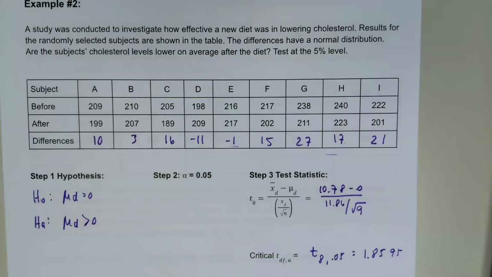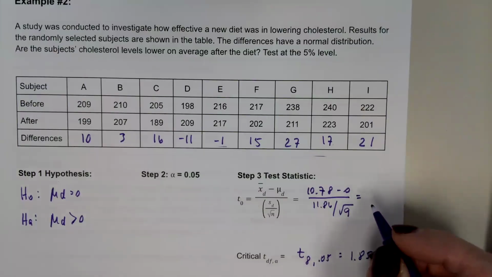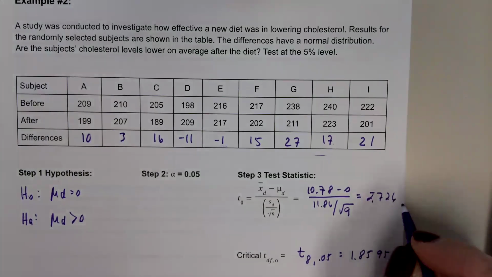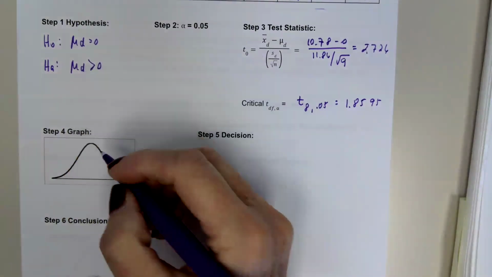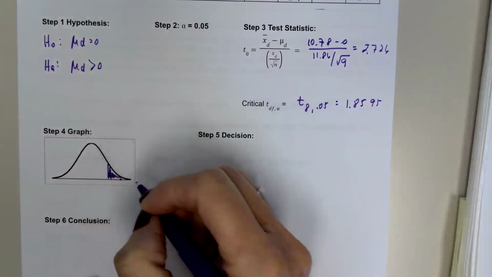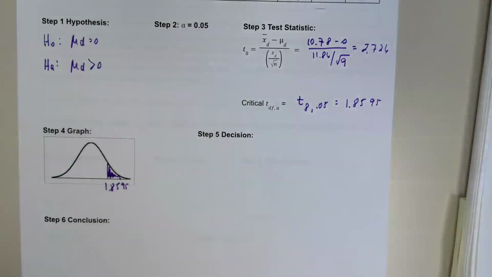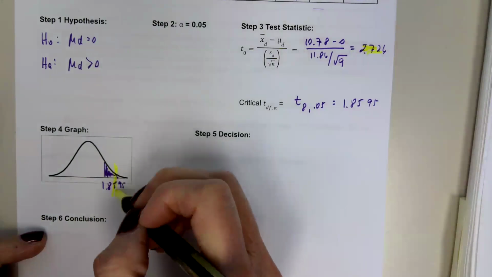And we are coming up with our test statistic as 2.726. Because it was a greater than test, we are drawing over here. And our critical value is here. And we do fall in the danger zone. So we are further than that. We're over here somewhere.